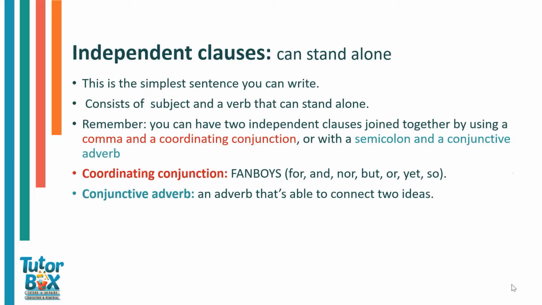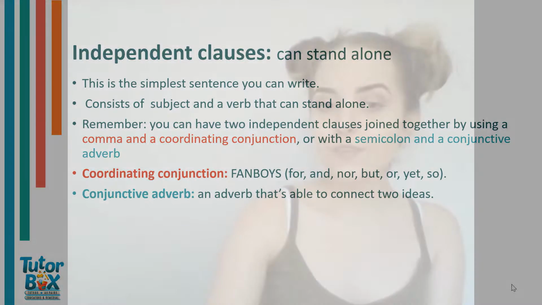Remember that a coordinating conjunction is FANBOYS. I'm sure you've heard this before. FANBOYS. These are coordinating conjunctions: for, and, nor, but, or, yet, so. A conjunctive adverb is an adverb that's able to connect two ideas. I know this is very vague, but as you go along and do the exercises, hopefully you'll see that it makes sense. So for the next part, I'm going to go through the exercises and examples with you.